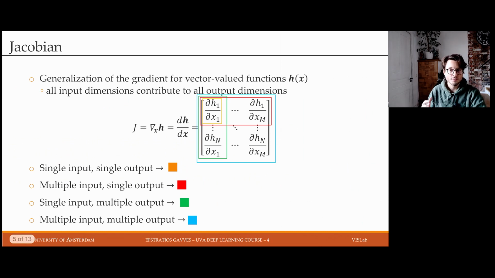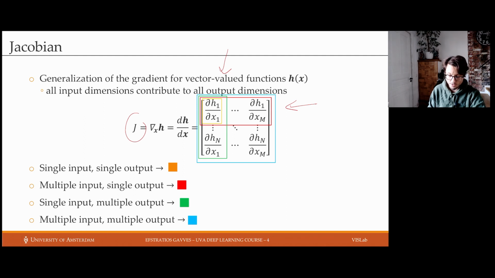The Jacobian is a further generalization of the gradient. The difference now is that we've got more than one dimension, not only in the input, but also in the output. So the Jacobian is a matrix which contains all the partial derivatives of all possible combinations between output and input. Column-wise, we've got all the possible outputs, whereas row-wise, we've got all the possible inputs.